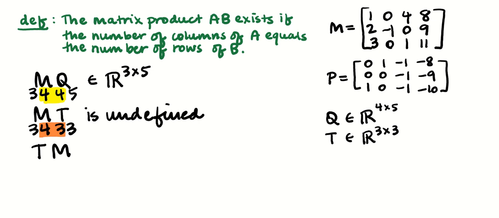Okay, and then TM: T is a 3 by 3, and M is a 3 by 4. Again, the same number, I'm good to go. I'm going to say that the product TM is a matrix, and it's going to be a 3 by 4 matrix.